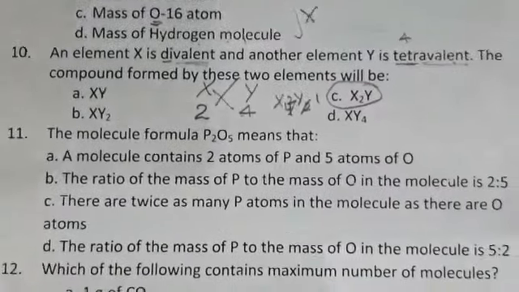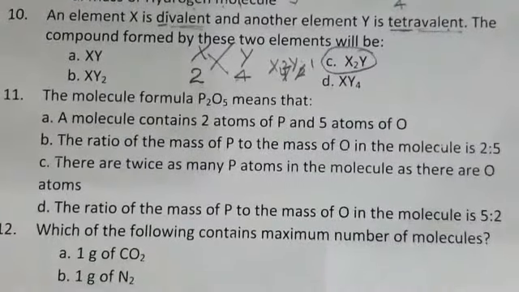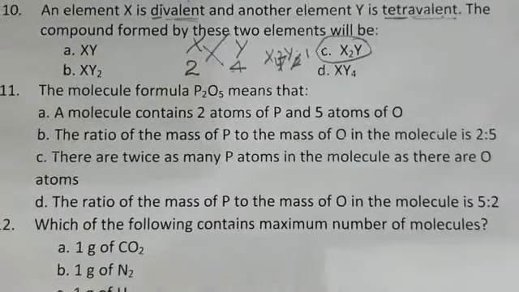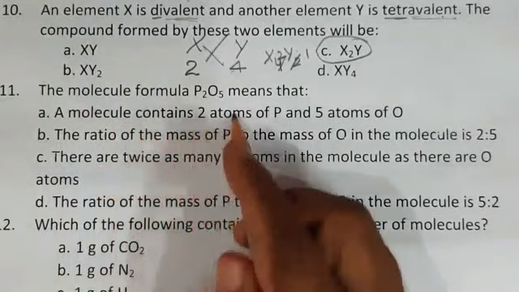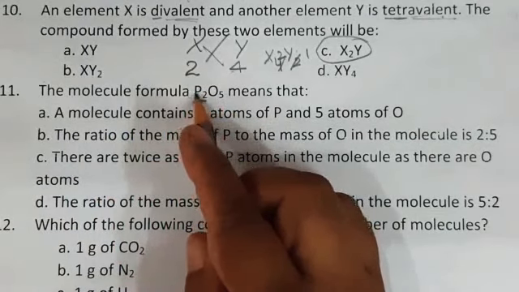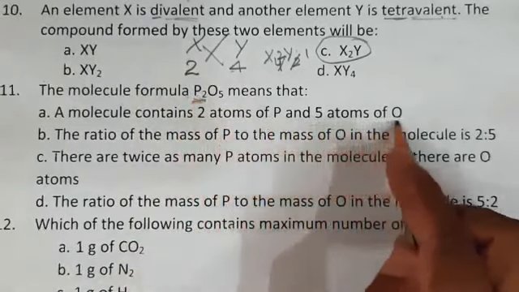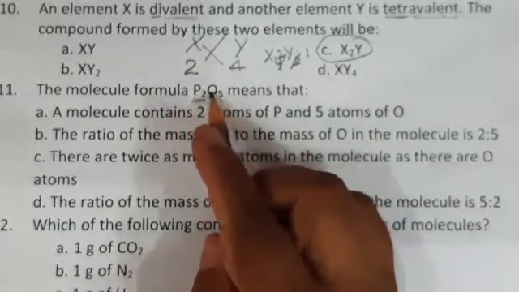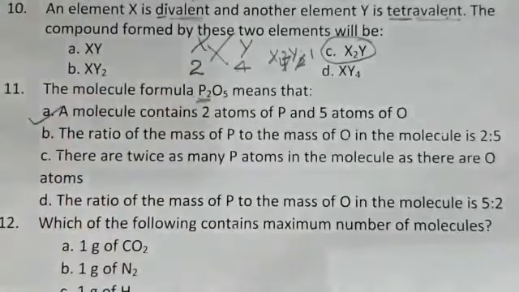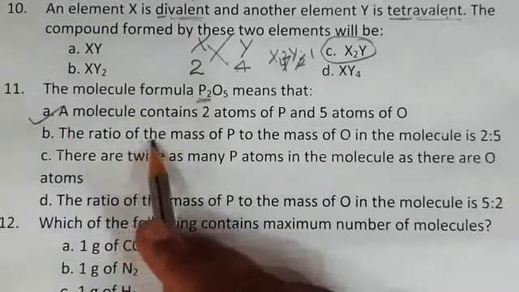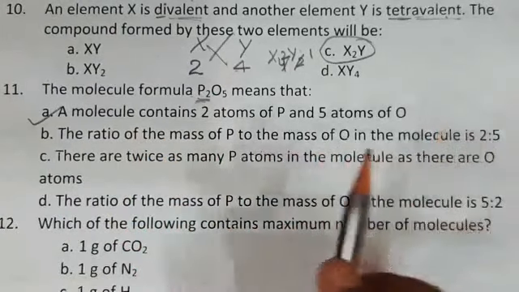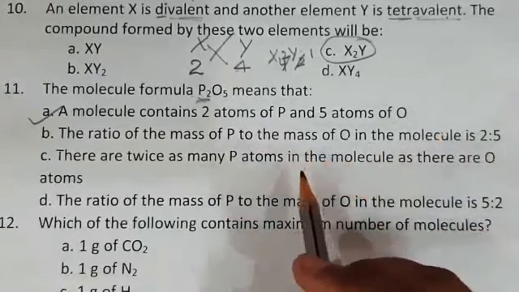Question number 11. The molecular formula P2O5 means that. P2O5 means a molecule containing 2 atoms of phosphorus. Yes, there are 2 atoms of phosphorus and 5 atoms of oxygen. So yes, there are 5 atoms of oxygen. So this A option is correct. See the second. The ratio of mass of phosphorus to the mass of oxygen is 2:5. No, the ratio is not 2:5.